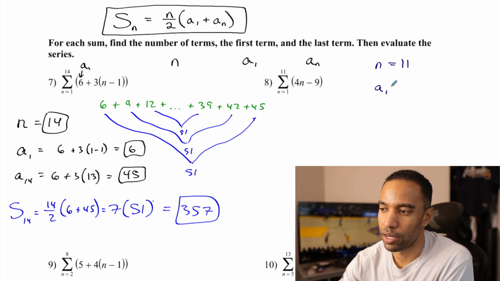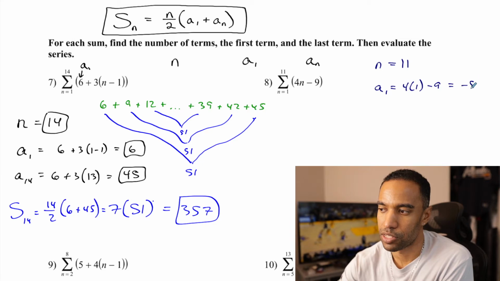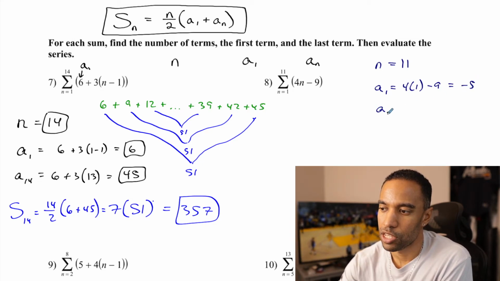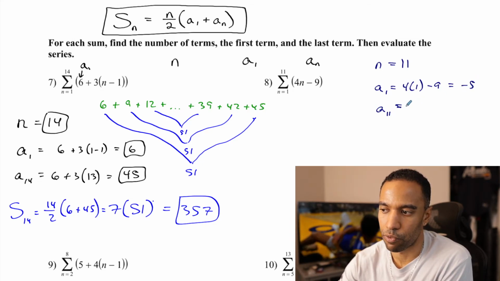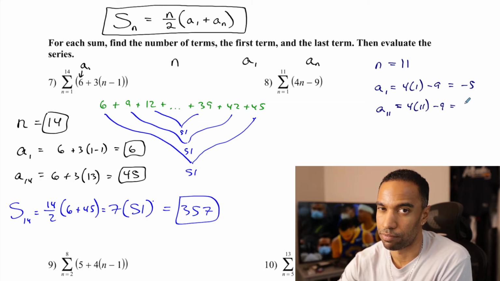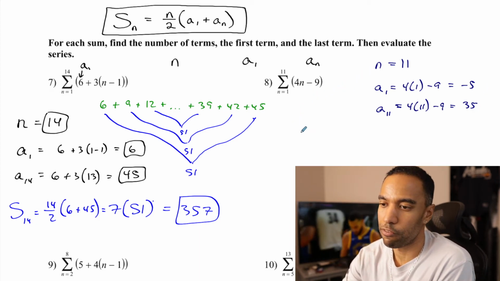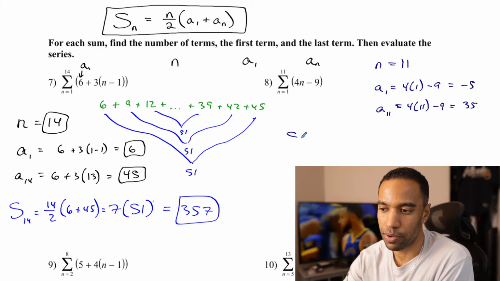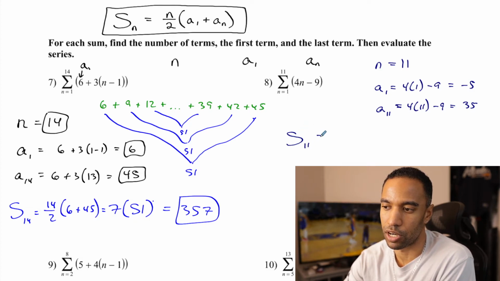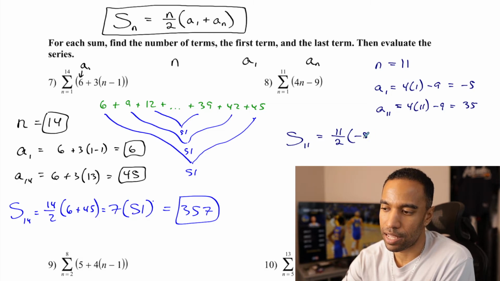Now your a sub 1, let's actually substitute 1 into here. 4 times 1 minus 9, that's negative 5. A sub 11 will be the last term in the list. That is 4 times 11 minus 9, which is 35. So what we're going to do is use that formula there to evaluate the series for the first 11 terms. You're going to divide 11 by 2 and multiply that by negative 5 plus 35.